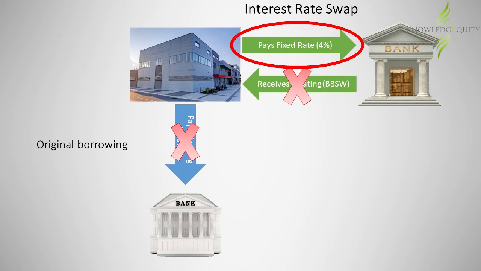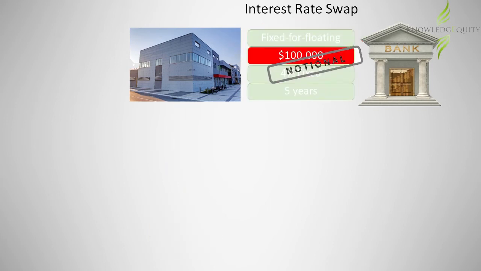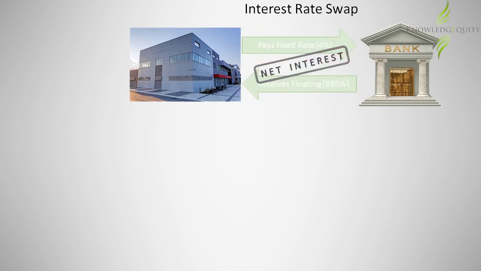Note that for an interest rate swap, the principal amount of $100,000 is never swapped. It is a notional principal amount, and it is only used to calculate the interest payments. Further, in practice, only the net interest differential will be settled, not the full interest amounts from each leg.